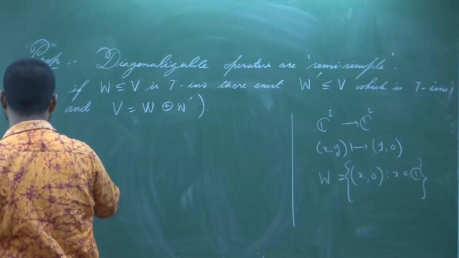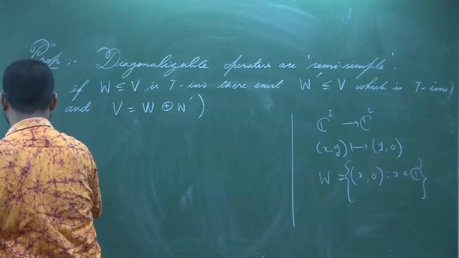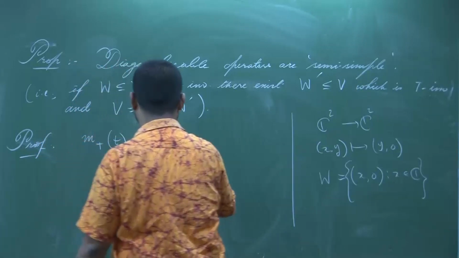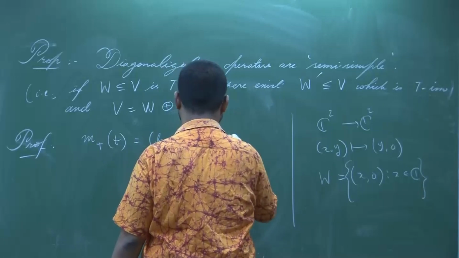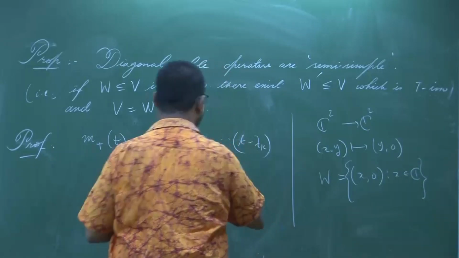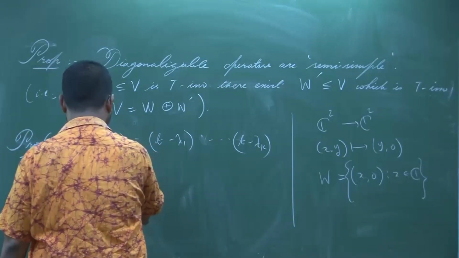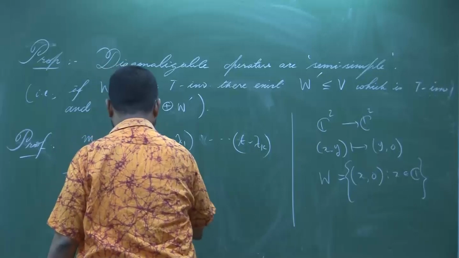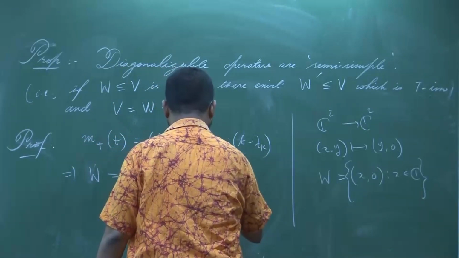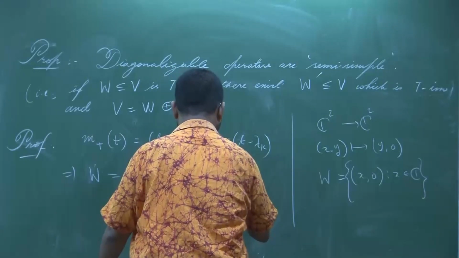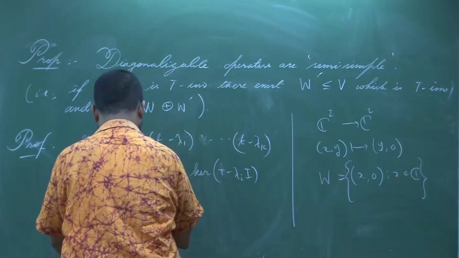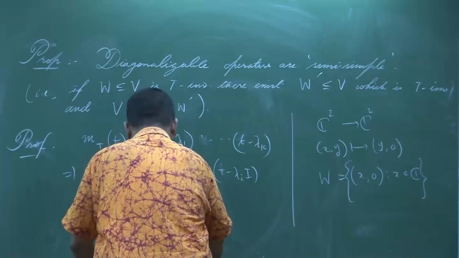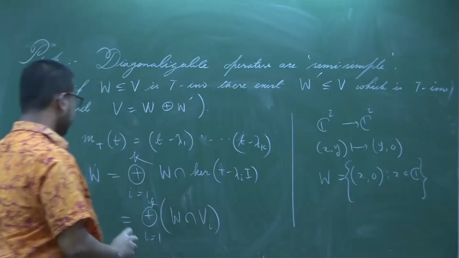Since T is diagonalizable, let us write the proof. The minimal polynomial, since T is diagonalizable, must be of this form, with the lambdas distinct. So, using this theorem, W becomes the direct sum of W intersection kernel of T minus lambda I, or if you write it by Vi, W intersection Vi.